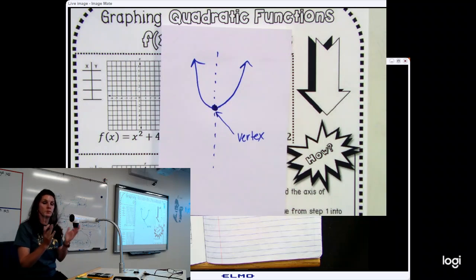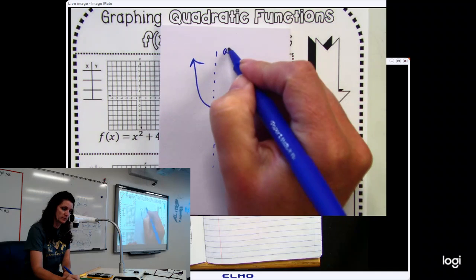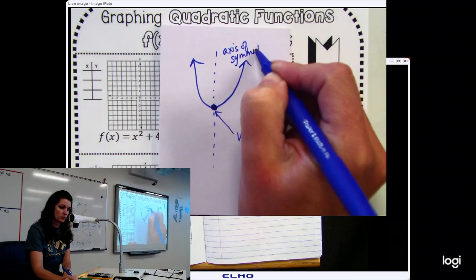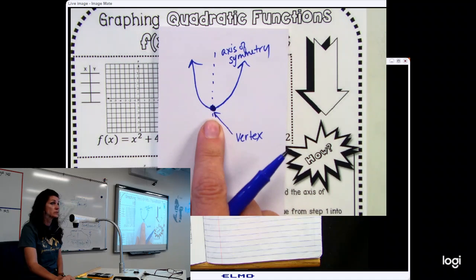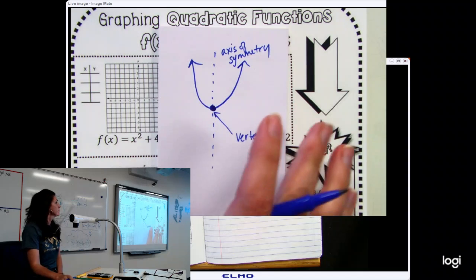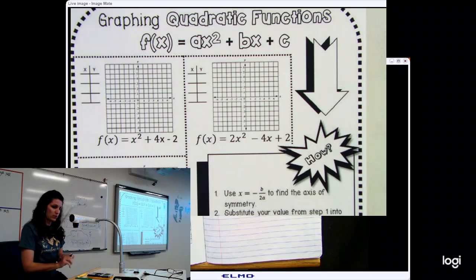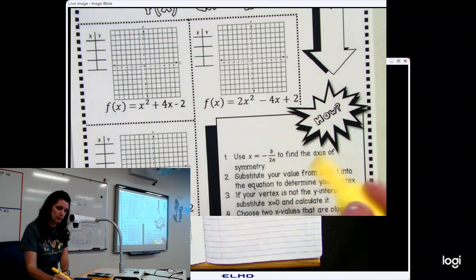Where your parabola folds in half, that's our axis of symmetry. Now notice that axis goes right through the vertex, right? That is going to be key for what we're about to do today. If you look, this gives you all of the steps for what we need to do. And we might need a little bit of scratch paper.